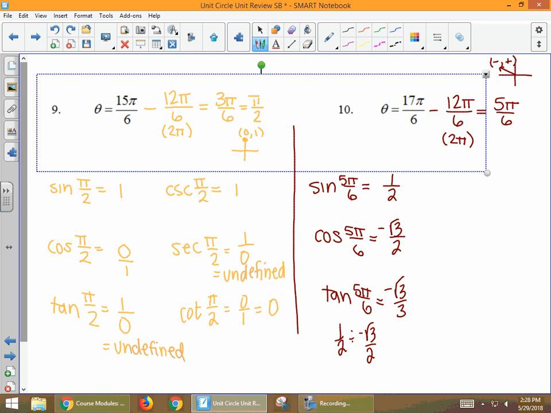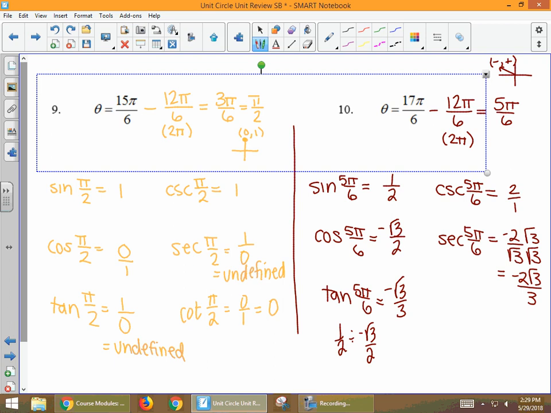All right, now with the reciprocals. Cosecant is sine flipped. So if sine is 1/2, cosecant is 2 over 1, or 2. Secant is cosine flipped. So you can write that as negative 2 over radical 3, and then rationalize if you would like. If you can go directly to negative 2 radical 3 over 3, that's even better.